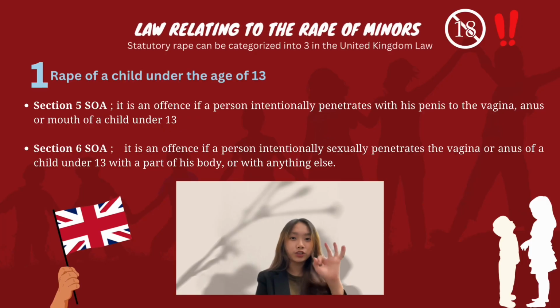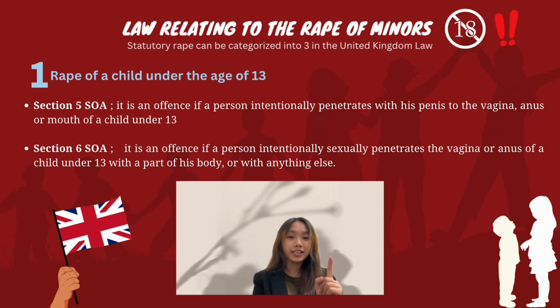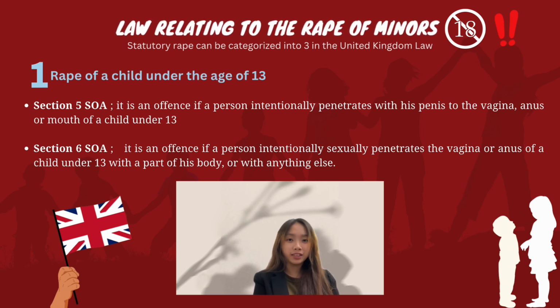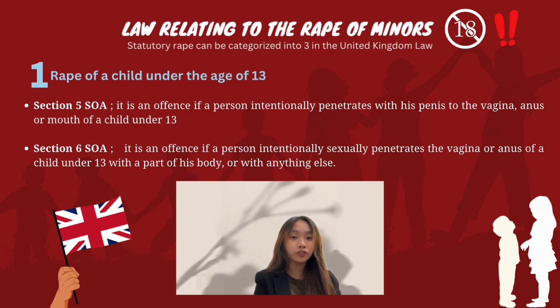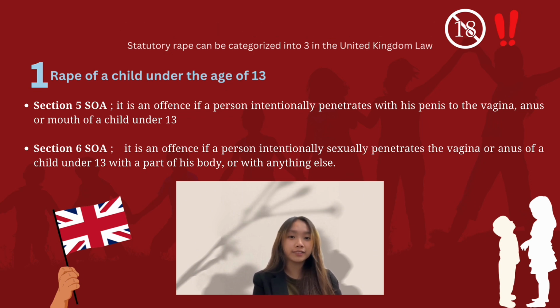In the UK, there are three types of statutory rape. Firstly, rape of a child under the age of 13. Section 5 of the Sexual Offences Act 2003 stipulates that it is an offence if a person intentionally penetrates with his penis the vagina, anus, or mouth of a child under 13. And Section 6 states that it is an offence if a person intentionally sexually penetrates the vagina or anus of a child under 13 with a part of his body or anything else.